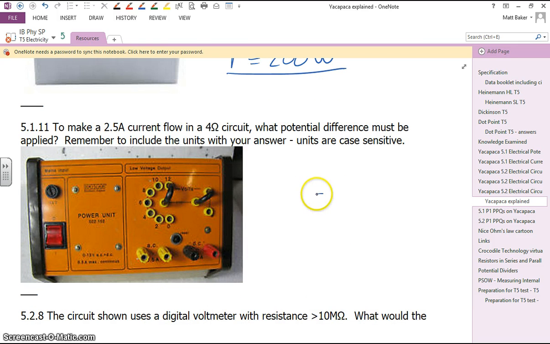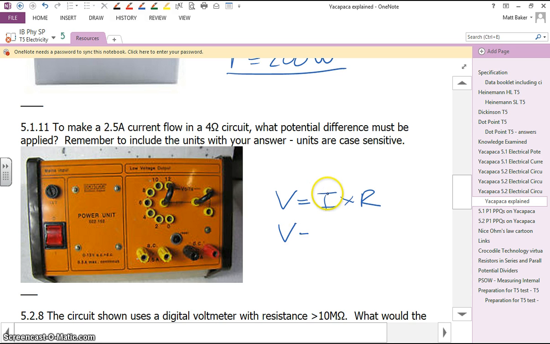In this formula it tells us the current, and it tells us the resistance, and it asks us for the potential difference. That's the formula that you need. 2.5 times by 4. Even I can work that one out in my head.